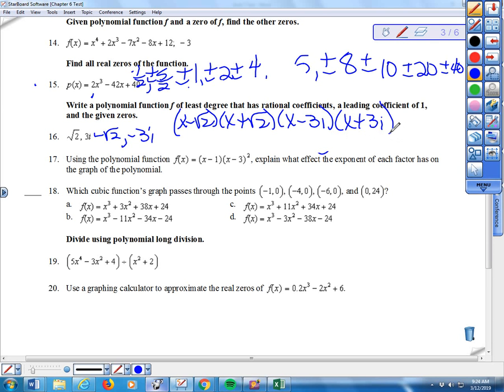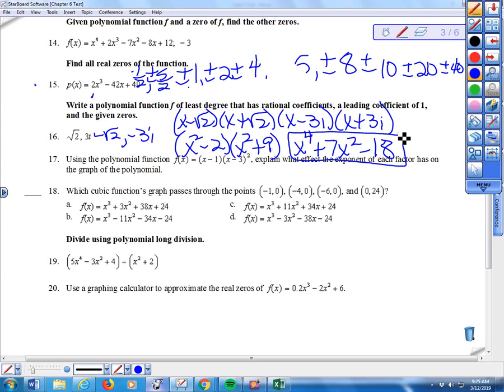X minus the square root of 2 times x plus the square root of 2 is x squared minus 2. X minus 3i, x plus 3i is x squared, and negative 3i squared is negative 9i squared, which is positive 9. Now all I have to do is just multiply these together. X to the 4th plus 9x squared minus 2x squared is plus 7x squared and minus 18. That's the polynomial. Okay.